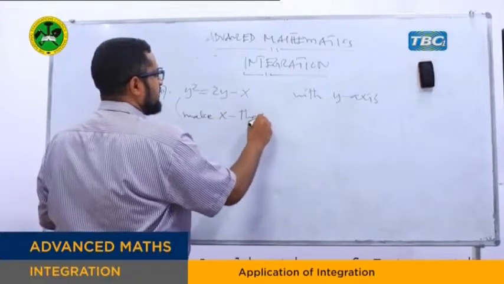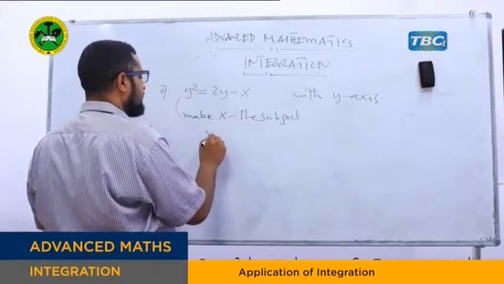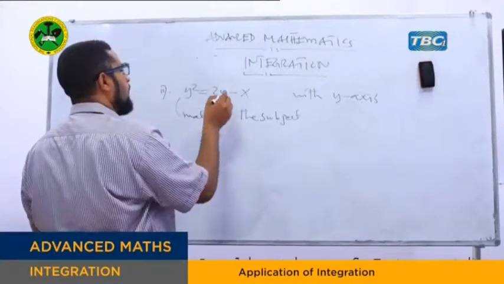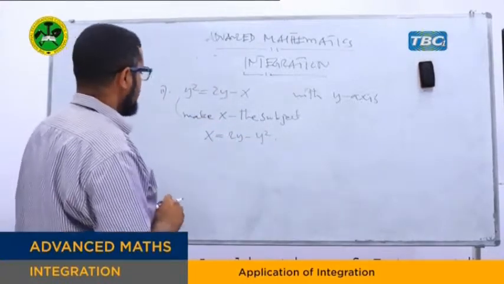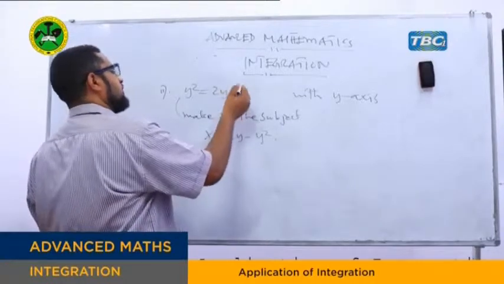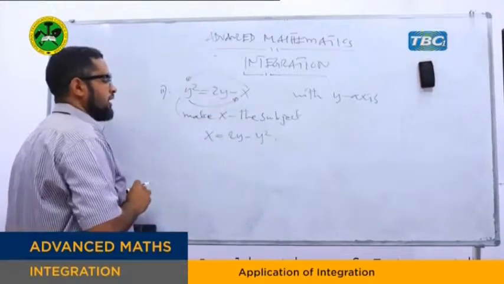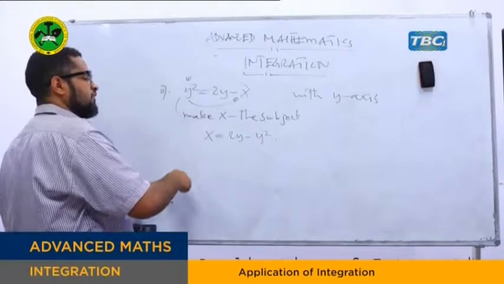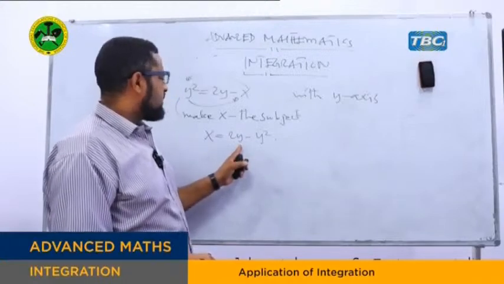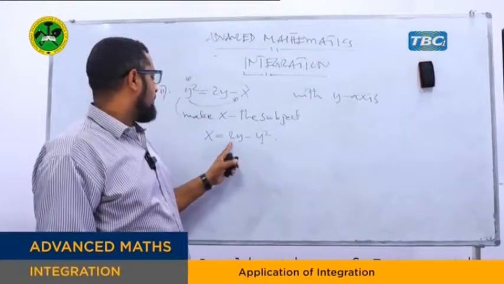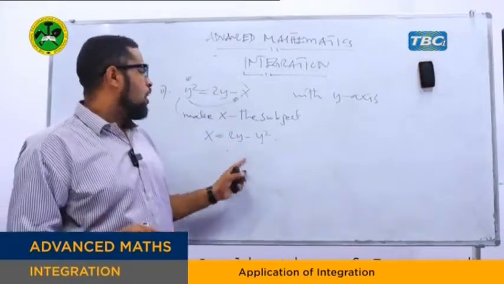So if you make x the subject, we'll have x equal to 2y minus y squared. This side becomes positive, and this one moves to that side becoming negative. So this is the function x in terms of y. It means here y is the independent variable, but x is the dependent variable. X depends on y to be obtained.